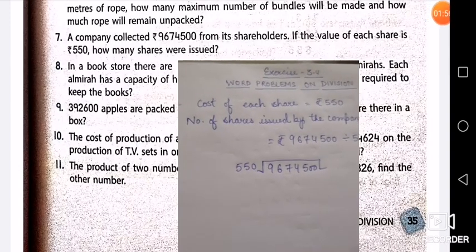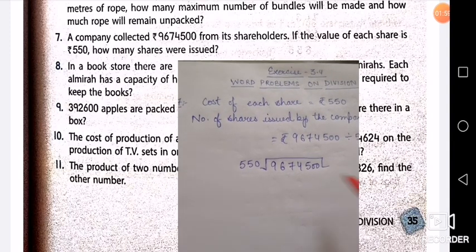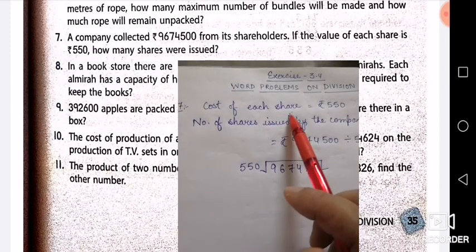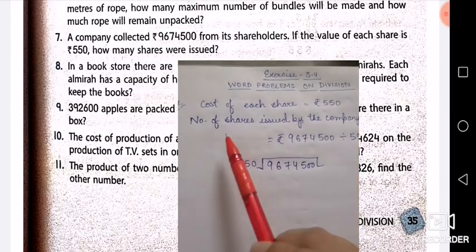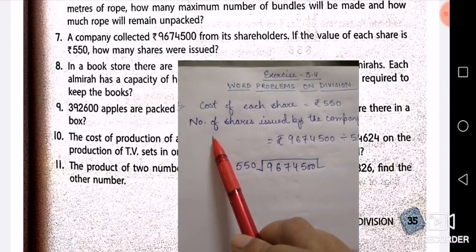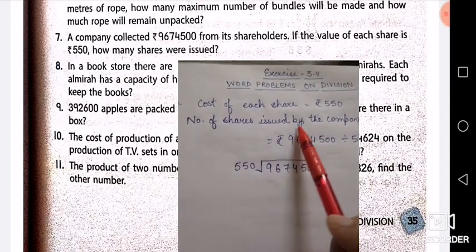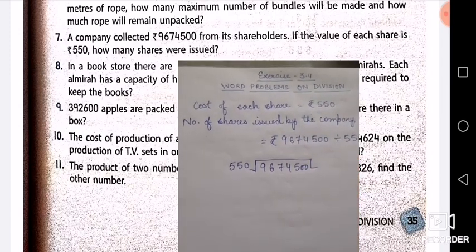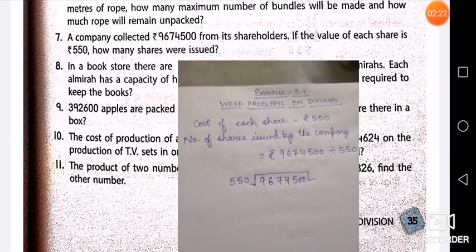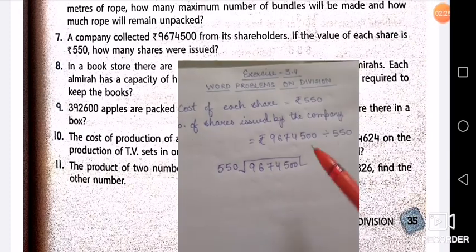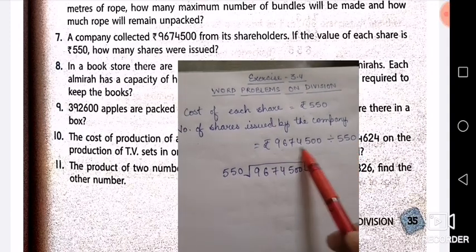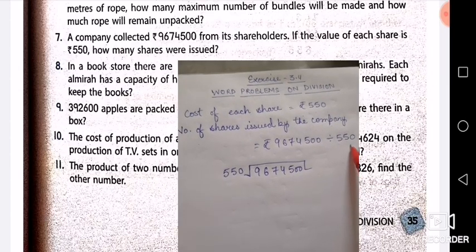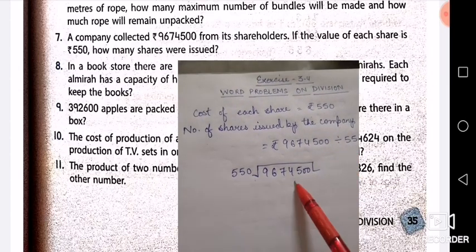So as you can see on the screen, this is question number 7. Now as I told you, cost of each share, you can write value of each share also, that is rupees 550. Now what you have to find out? You have to find out the number of shares issued by the company. Means the total cost of the shares divided by the cost of one share. So now we'll do the division here.